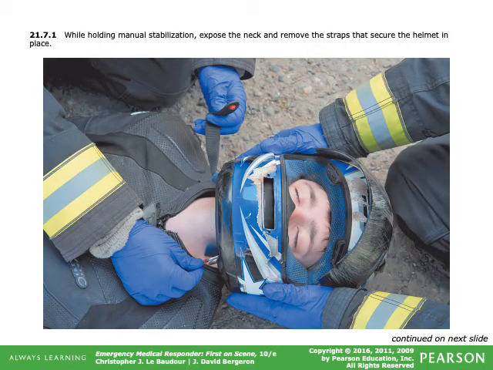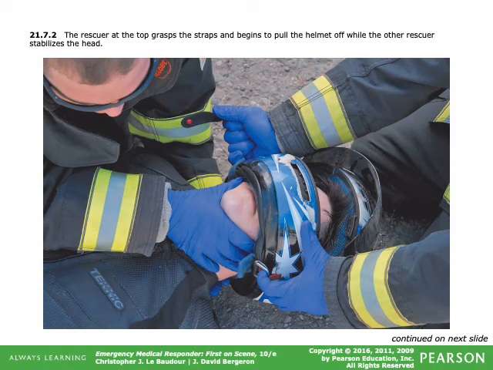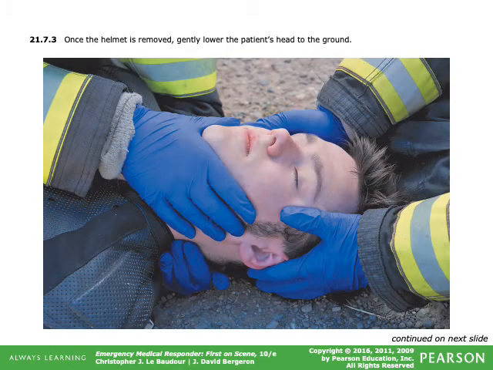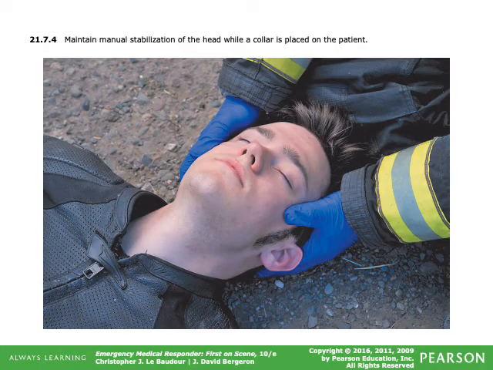While holding manual stabilization, expose the neck and remove the straps that secure the helmet in place. The rescuer at the top grasps the straps and begins to pull the helmet off while the other rescuer stabilizes the head. Once the helmet is removed, gently lower the patient's head to the ground. Maintain manual stabilization of the head while the collar is placed on the patient.